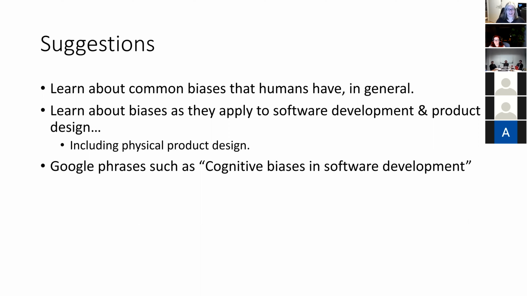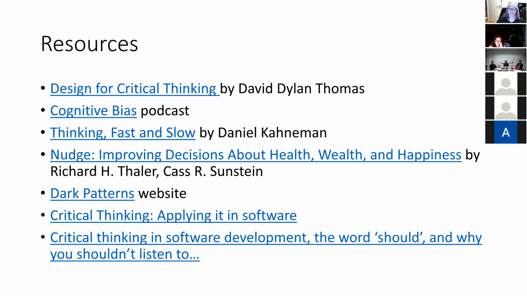So things like that show up. Physical product design is a good place to learn about good and bad design. Here's some resources. Design for Critical Thinking is a little online book, and David Dylan Thomas gives some talks about this as well. You'll see a lot of these same examples show up in here. He also does a bias podcast.